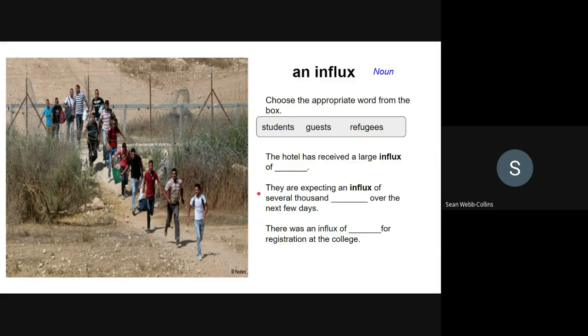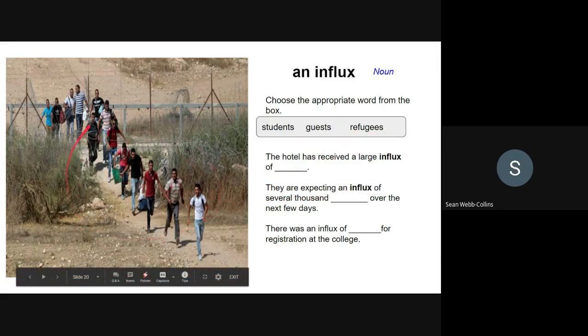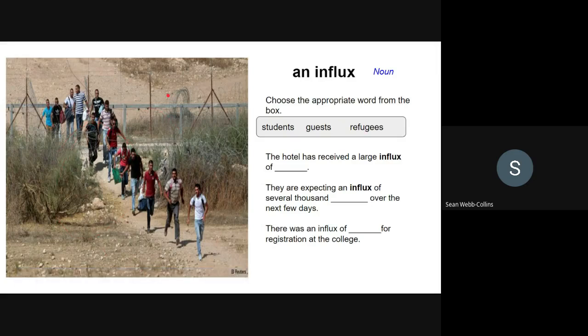And for the second, they are expecting an influx of several thousand blank over the next few days. What's the answer? Refugees. They are expecting an influx of several thousand refugees over the next few days.